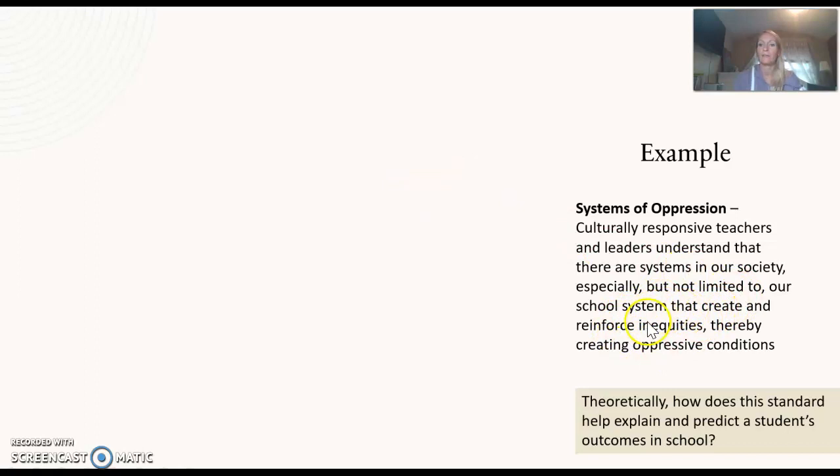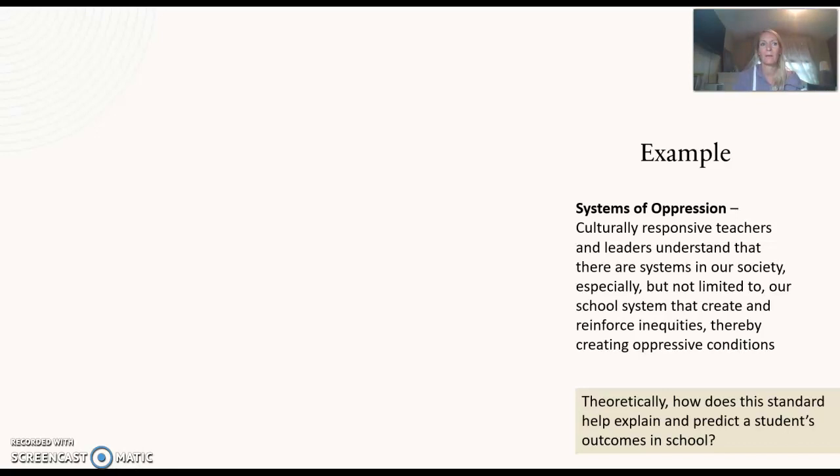How do we create and reinforce inequities? Inequities means something is unfair, something's disjointed in a way that it's going to end up privileging certain groups and creating some obstacles for other groups. Theoretically, if we have systems of oppression that we continue to support, we are going to keep that division and potentially even widen it. And that's why we're seeing different outcomes. So theoretically, that explains why we see those differences.